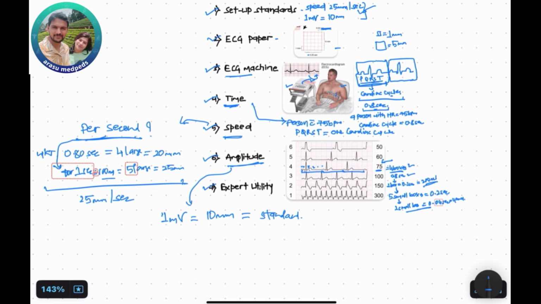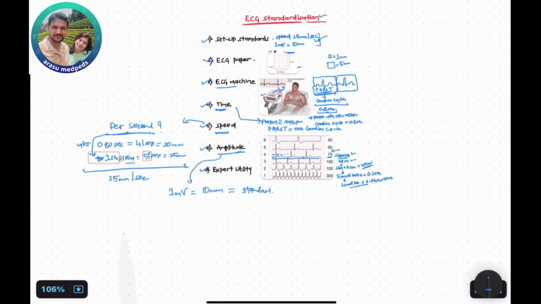You might have seen in ECG papers, at the left corner there will be a rectangular or square kind of waveform, right? That will indicate, you have to count it, it should be 10 mm. That will indicate 1 millivolt of the signal generated at the heart is giving a spike of 10 mm over the paper. This is considered as the standard amplitude measure, right? So we got about the amplitude also.